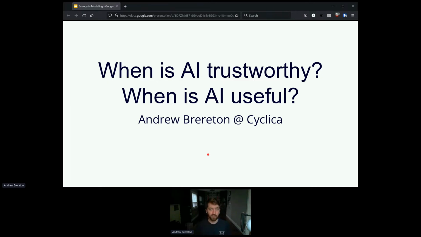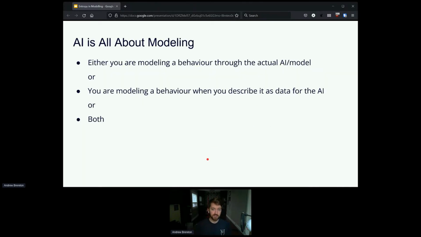So when we deal with these systems, it can be really easy to lose track of the fact that we've got models acting on models. The focus of this talk is trying to get a framework for how to actually discuss these concepts and these issues. So AI itself is all about modeling. Arguably, it's all about similarity. But you're either modeling a behavior through the AI model itself, or you're modeling a behavior when you describe the data for the AI, or both.